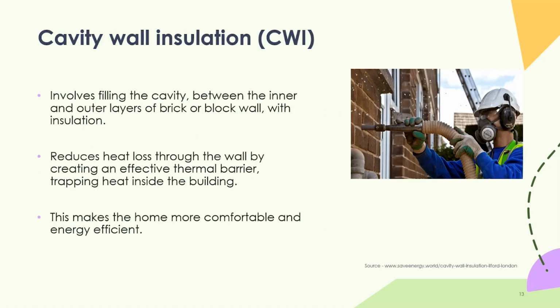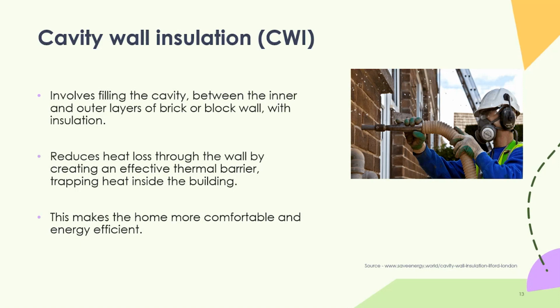So cavity wall insulation. This is the most common type of installation that you're probably aware of. So we're really looking at properties since about the 1930s. Cavity wall insulation, probably the standard, involves filling the cavity between the inner and outer layers of the wall with a blown insulation material. This can be polystyrene beads, or it can be a blown fiber material like a mineral wool. And you can see in the picture on the right there, that's the typical way that that's installed.